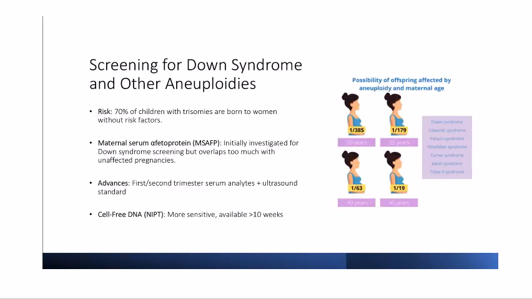Most children born with trisomies, such as Down syndrome, are born to women without apparent risk factors. Early screening tools combine serum markers with ultrasound, but more recent advancements include cell-free DNA, or NIPT, which is highly sensitive for detecting common trisomies as early as 10 weeks. This technique has revolutionized prenatal screening, offering a less invasive option with high accuracy.